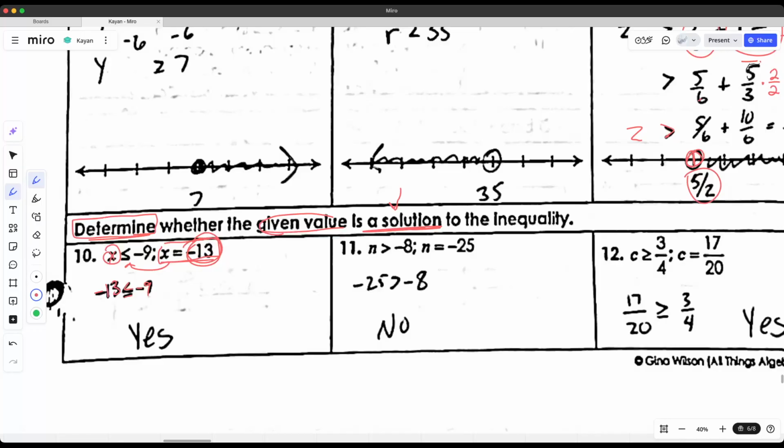It's not that obvious because it's negative numbers. At first glance, it seems like 13's got to be bigger than 9. But since it's a bigger negative number, it's actually the opposite direction, and negative 13 is in fact smaller than negative 9. So yes.